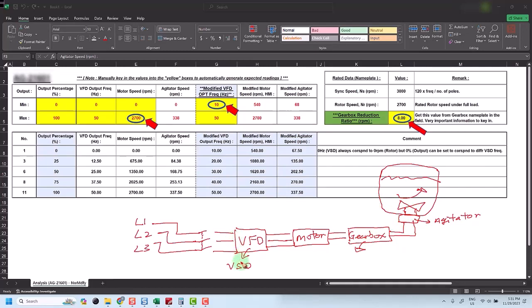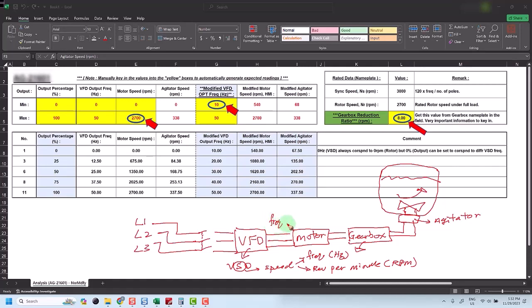So when we talk about speed, this speed can be referred to as the frequency, and also can be referred to as revolution per minute. Frequency, the unit is hertz. Revolution per minute, the unit is RPM. So this VFD will do the controlling and then produce a corresponding power with a variable frequency.